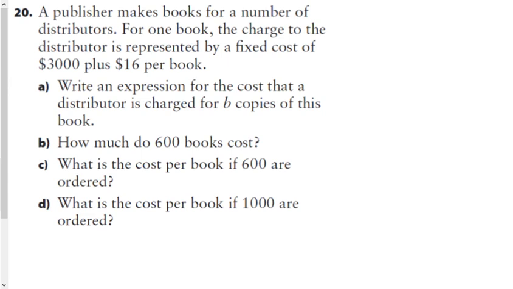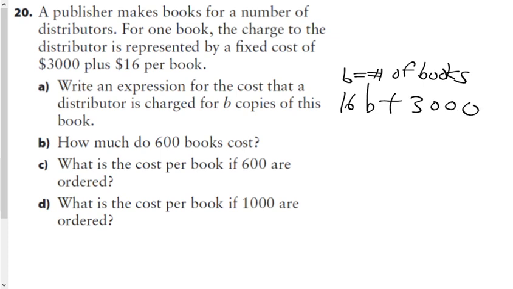And finally, the last question says a publisher makes books for a number of distributors. One book for a distributor is represented by a fixed cost of $3,000 plus $16. So B represents the books. $16 multiplied by the number of books, plus $3,000. The expression is 16B plus 3,000.